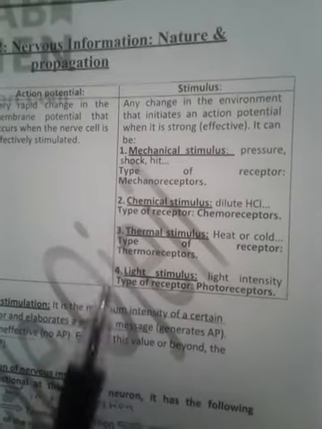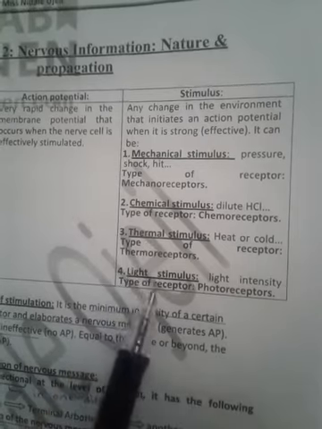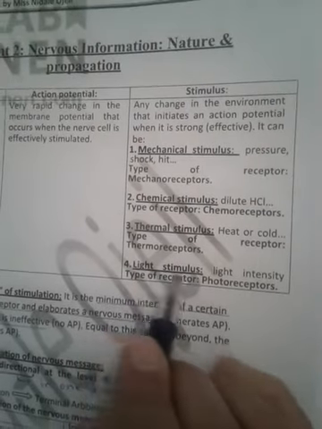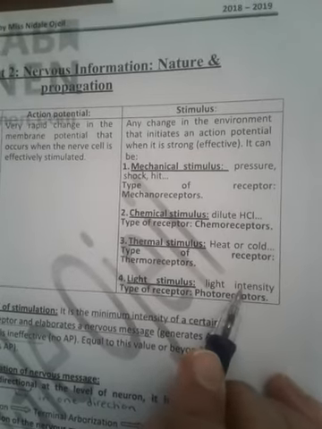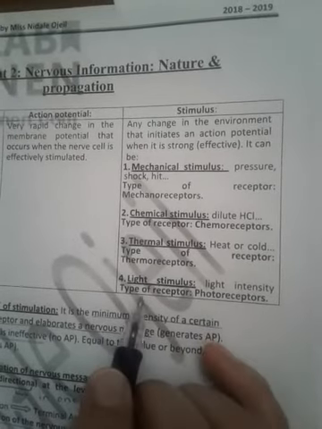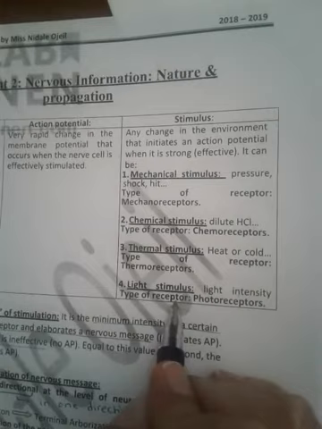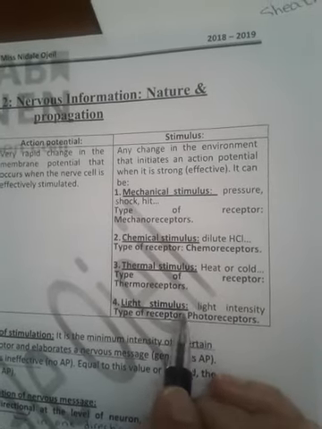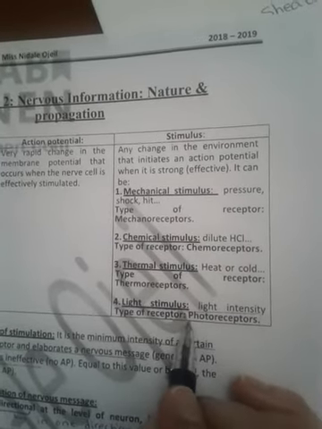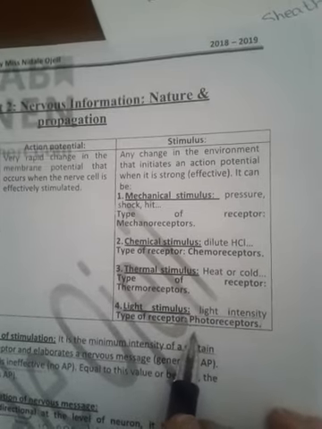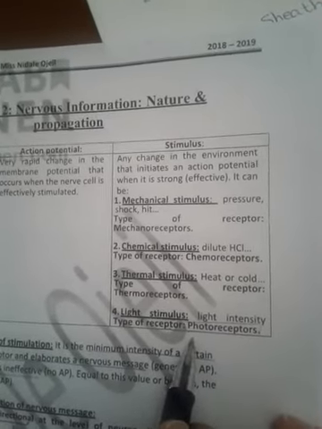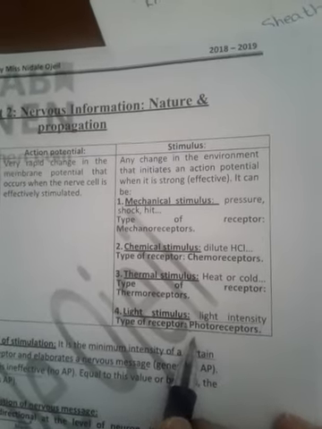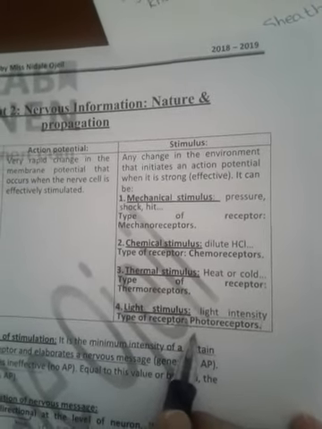Now you need to know something: a stimulus can come from different sources. It could be mechanical, chemical, thermal, and light. Light as a stimulus, just like the name says, is light intensity. Let's say you cover your eyes because of the sun. What receives it? The type of receptor that receives that stimulus is known as a photoreceptor. It sends it to the sensory neuron. The sensory neuron takes it to the interneuron, from the interneuron to the motor neuron, and it tells you to put your hand over your eyes.